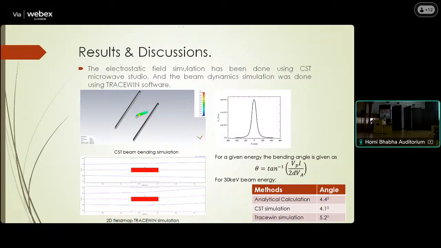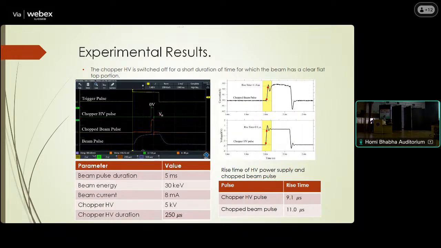Now we get 4.4 degrees from this theta calculation, and from this CST calculation we get about 4.1 degrees, and from this simulation we are getting 5.2 degrees. Next, it is the DSO interface that I am talking about. It is the trigger pulse, the beam pulse, the chopper HV pulse, and the chopped beam pulse.